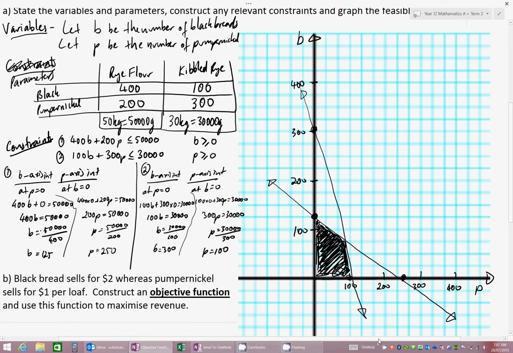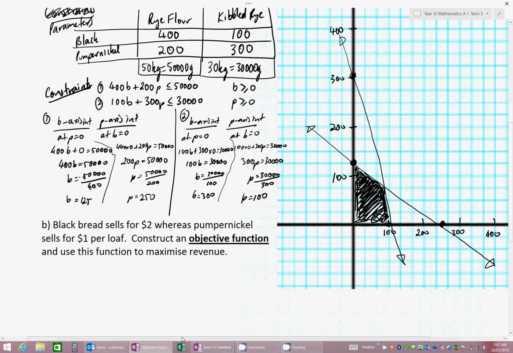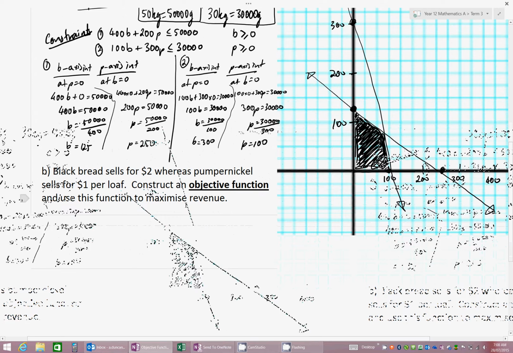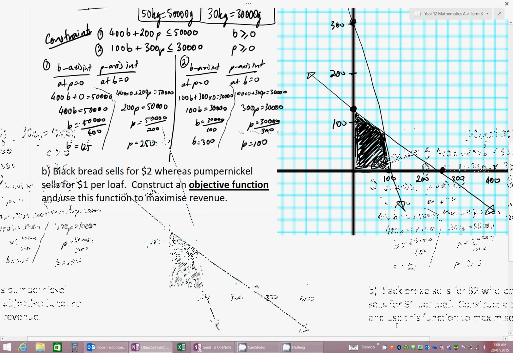So the bakery can make any of these combinations in that shaded region. Okay. The idea of objective functions is to take that a little bit further, where we want to actually maximize some value. So in this case, we know black bread sells for $2, whereas pumpernickel sells only for $1. We want to construct an objective function to maximize revenue.